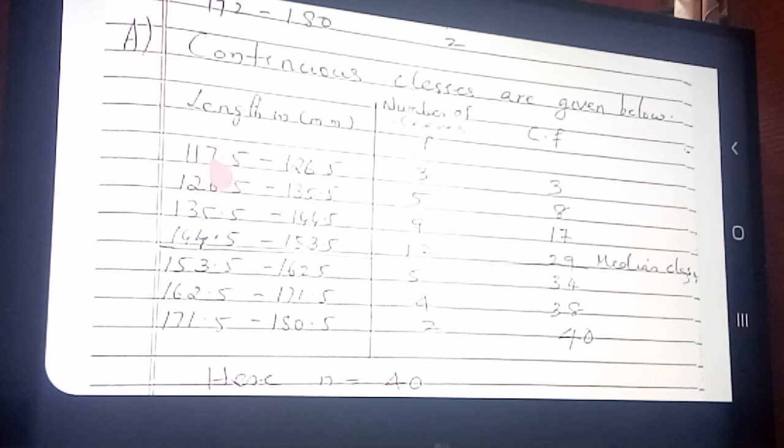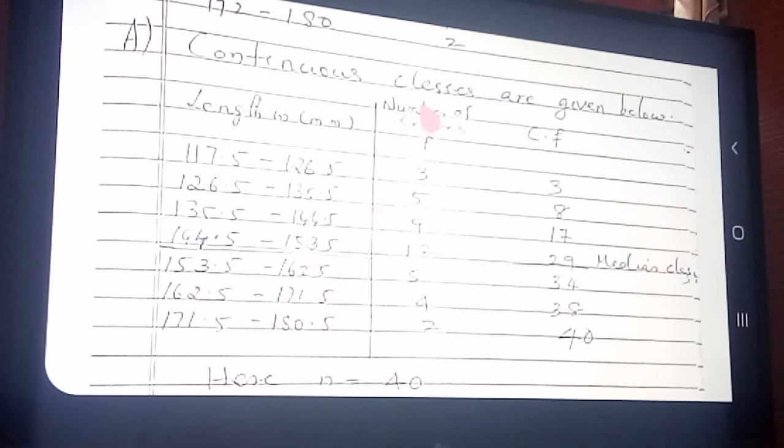0.5 subtracted, 117.5 again, and here 0.5 added, 126.5 again, and next column is 127 to 135. So here also 0.5 subtracted, 0.5 added. Next step, here 0.5 subtracted and 0.5 added. Here also 0.5 subtracted and 0.5 added. Okay, all the columns. 153.5 and 162.5, 162.5, 171.5 and 171.5 to 180.5. This is the only method. So this third and fourth question have some differences that I explained, so concentrate more on those two sums.